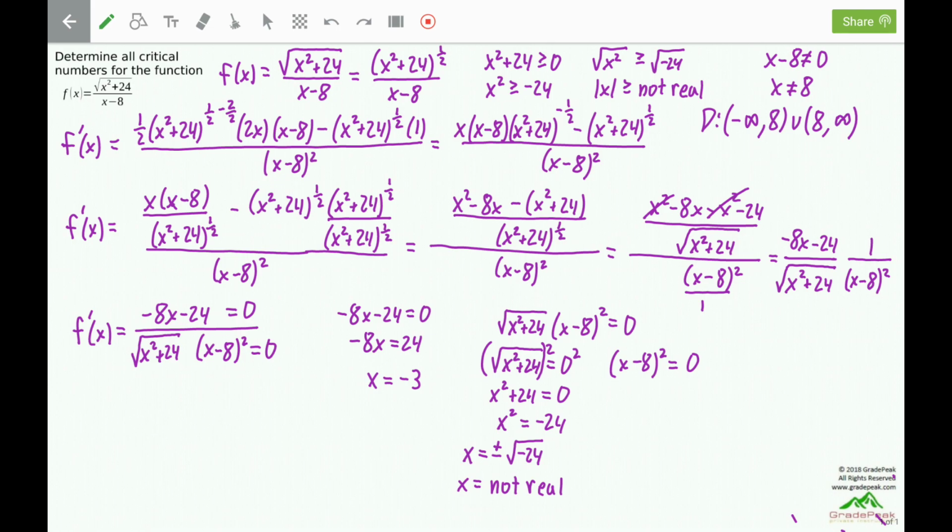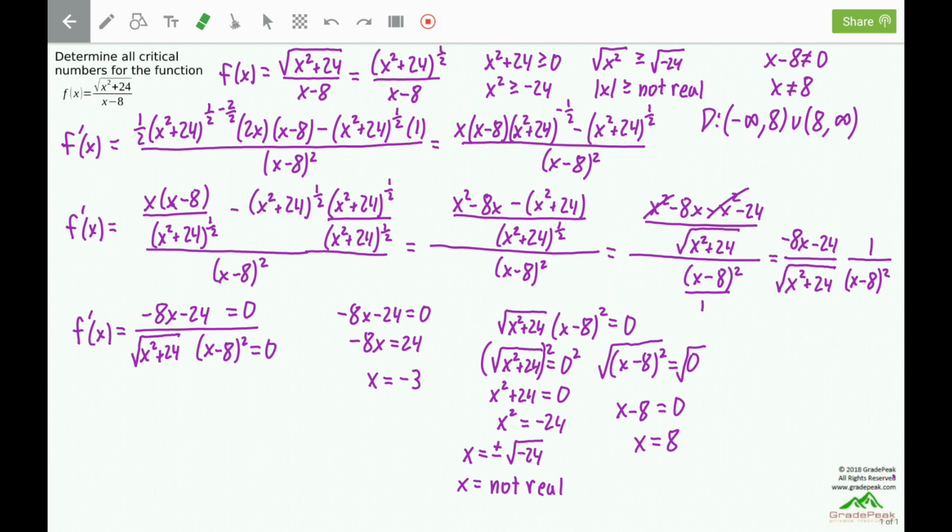Now working with the (x minus 8) quantity squared equals 0, we can take the square root of both sides. Square root of (x minus 8) squared will be x minus 8. The square root of 0 is 0. We can add 8 to both sides, and x equals 8.